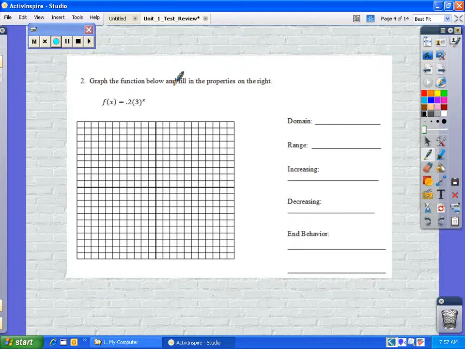Alright. For number 2, we're going to graph this function and fill in the properties. So I'm going to graph 0.2 times 3 to the x power. Notice this is an exponential function. It's actually kind of also a growth model because of the 0.2 times 3 to the x. 3 is going to be your y-intercept.